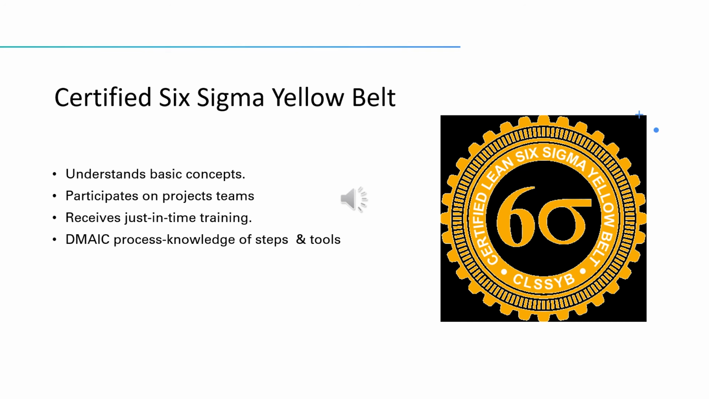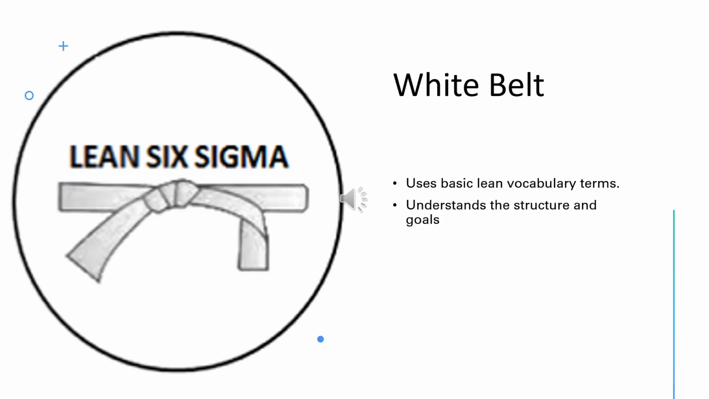The Yellow Belt understands basic concepts. They participate on project teams, and they know the DMAIC process, the steps, and the tools needed. White belts use the basic lean vocabulary and they understand the structure and goals, but they are not recognized as an actual belt on the Sigma certification.